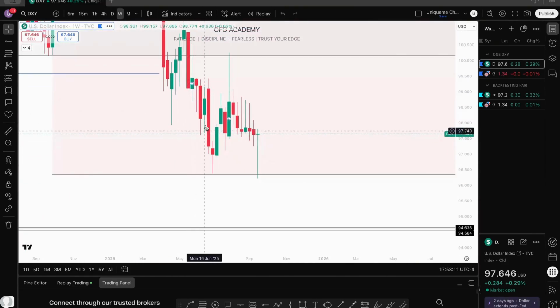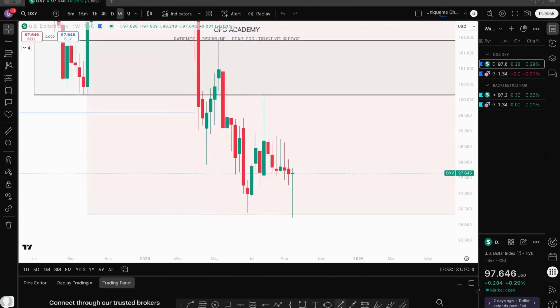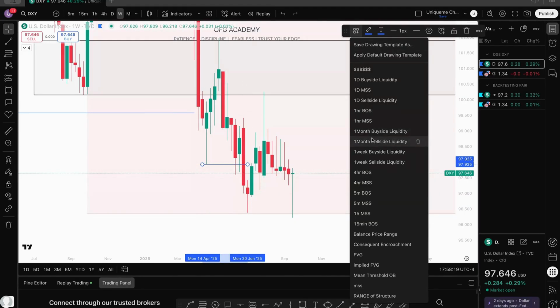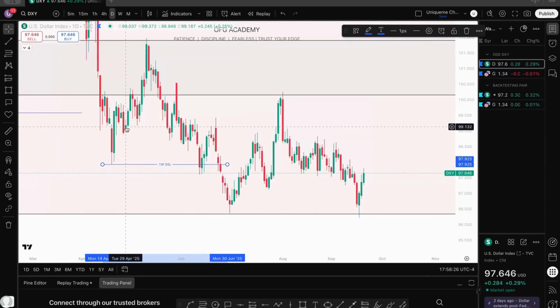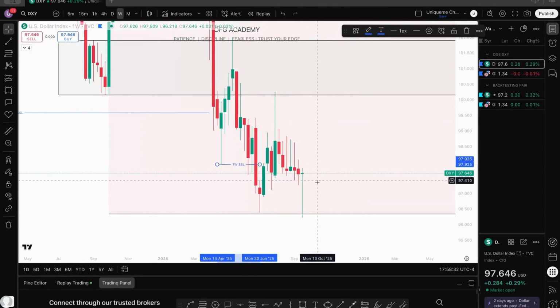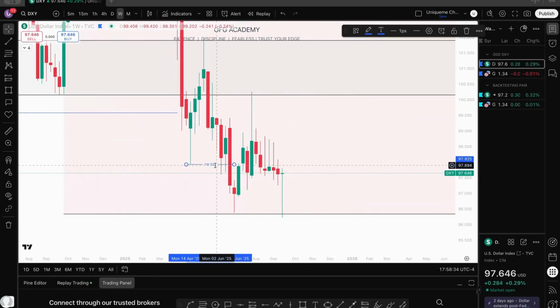Now, if I look at it very well, there was a break of structure here, right? Buy side liquidity pool. Sorry, sell side liquidity pool. Let me check it on 1 day. Okay. Now, if you look at it very well, there was a sell side liquidity pool, and this would have been, okay, break of structure. This would have been an order block here.